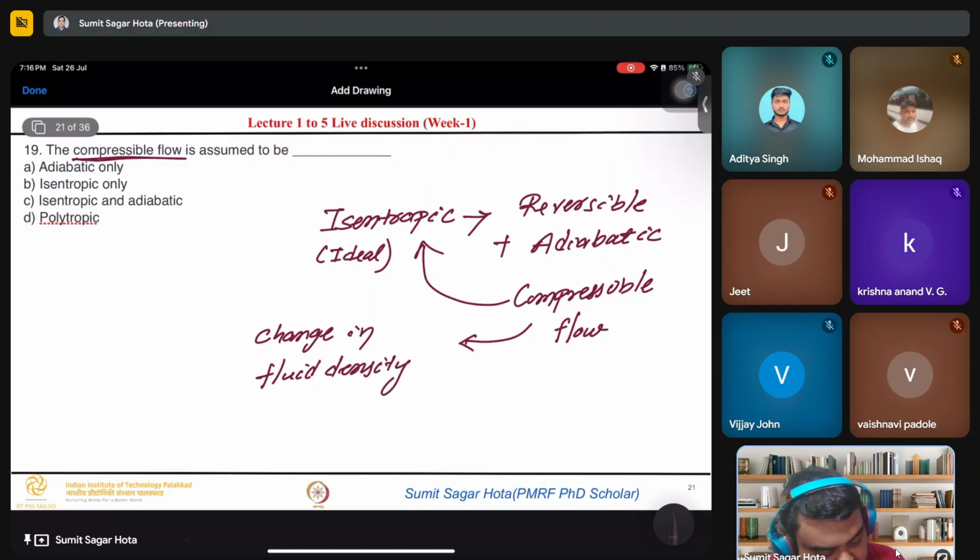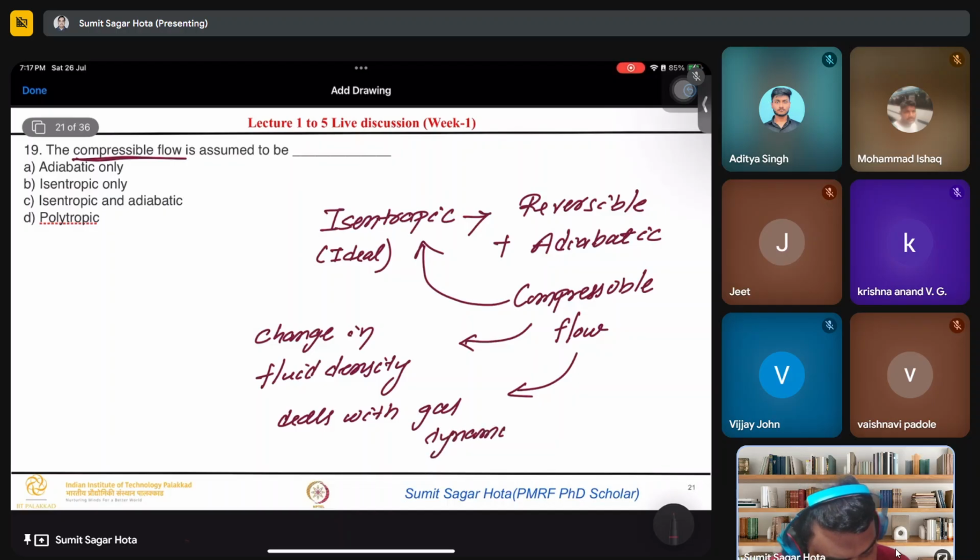If it can change fluid density, that means the normal fluid system cannot solve it, because in the normal fluid system we assume the fluid to be incompressible. So normal fluid mechanics cannot handle this, or the Bernoulli equation cannot be applied here. We have to apply the gas dynamic equations. So it deals with gas dynamics, where Mach number and all these things are taken into consideration.